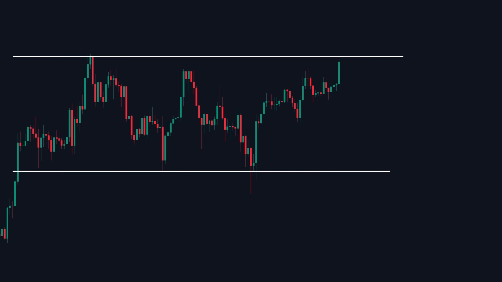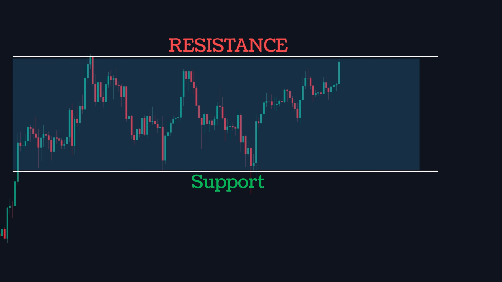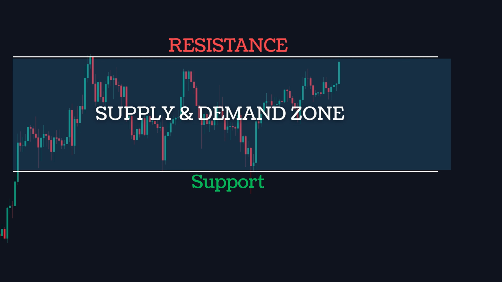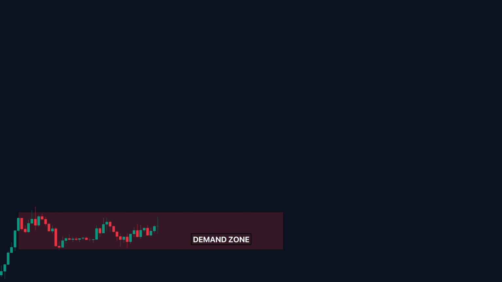Here's the secret that makes these so much better than normal support and resistance. Those are just lines. Supply and demand zones are entire areas that represent a crazy imbalance of money. Think about it like this. If a bank wants to buy $1 billion of a stock, they can't just press a giant buy button. That would be insane. The price would skyrocket and they'd get a terrible deal.